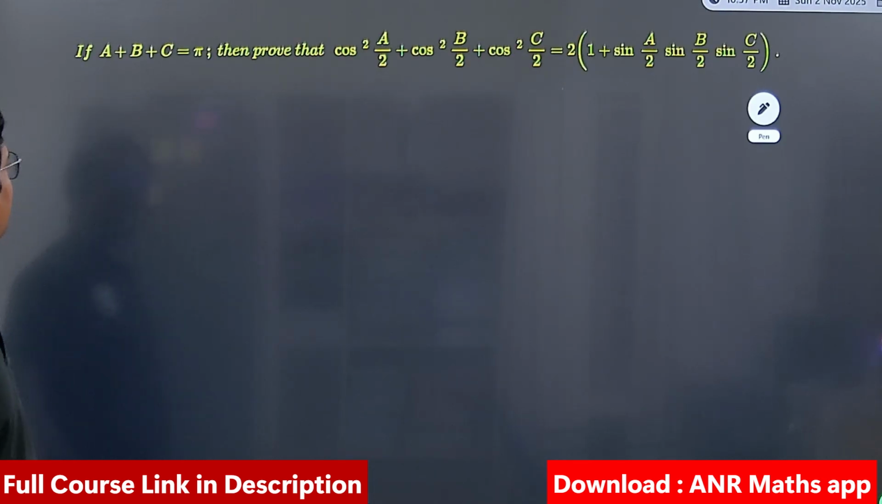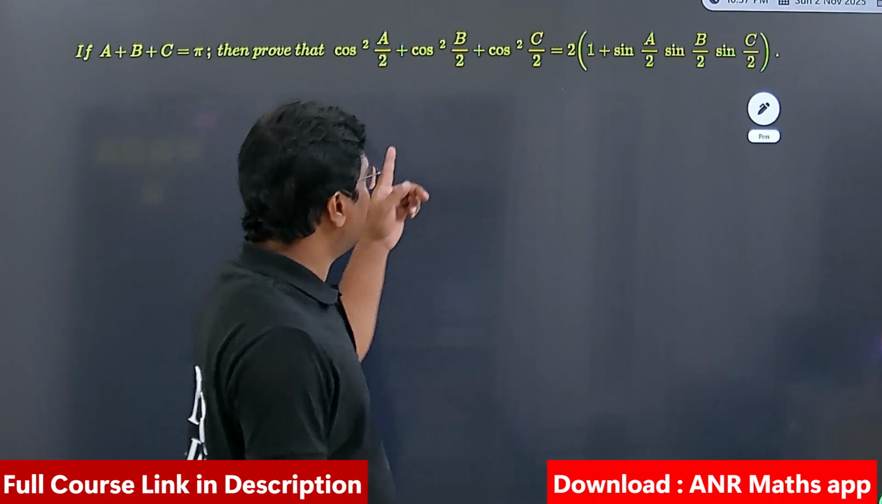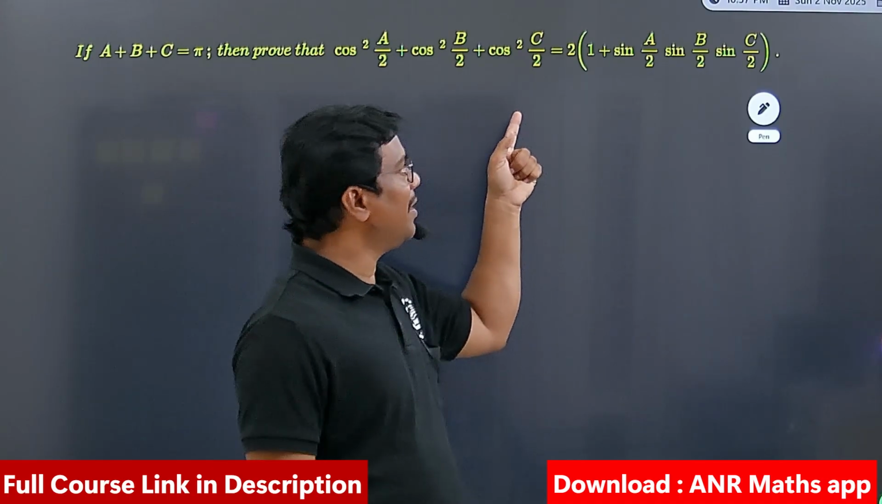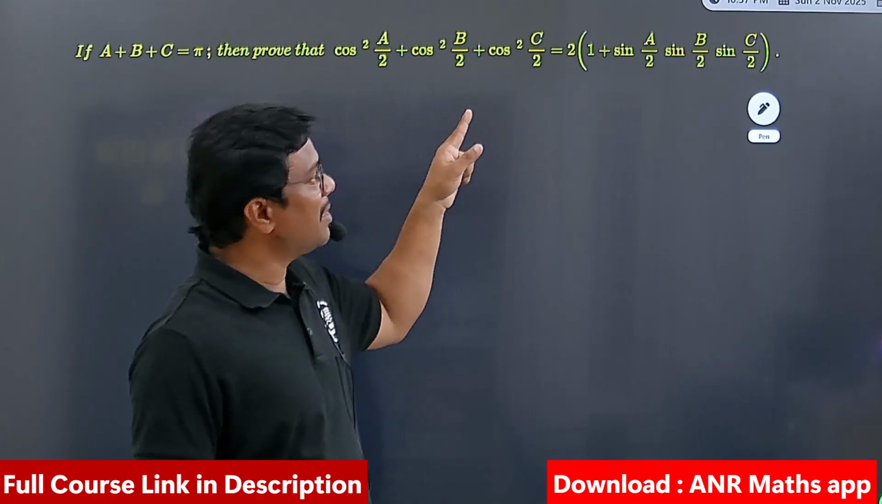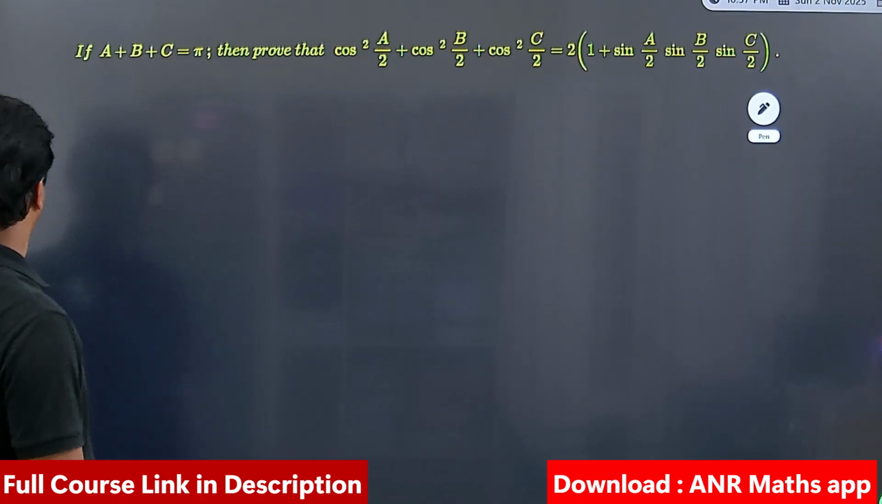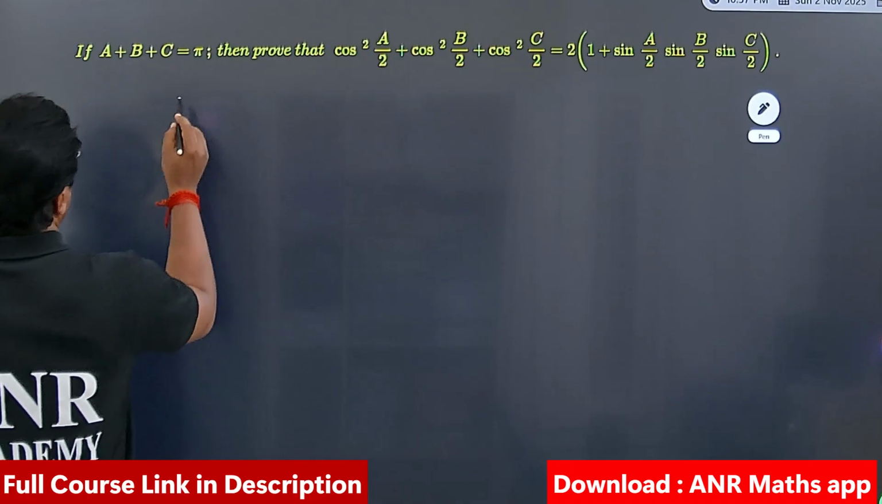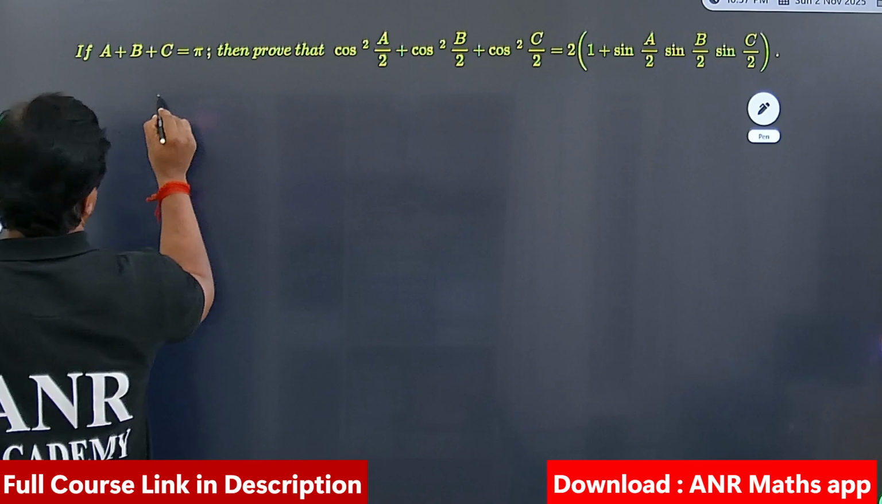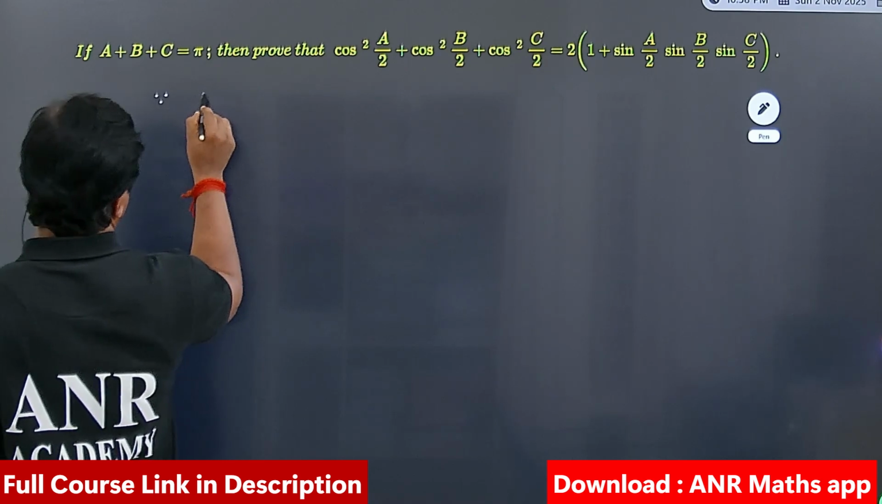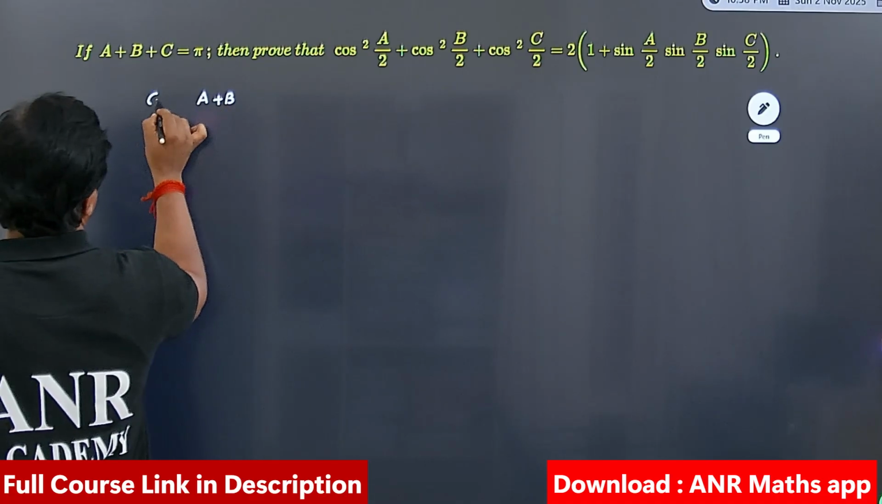Next question. If A plus B plus C is pi, then prove that cos square A by 2 plus cos square B by 2 plus cos square C by 2 value equal to 2 times (1 plus sin A by 2 sin B by 2 sin C by 2). LHS part I am going to write first. Already given A plus B plus C is pi. First I am writing A plus B plus C, since given that A plus B plus C is pi.